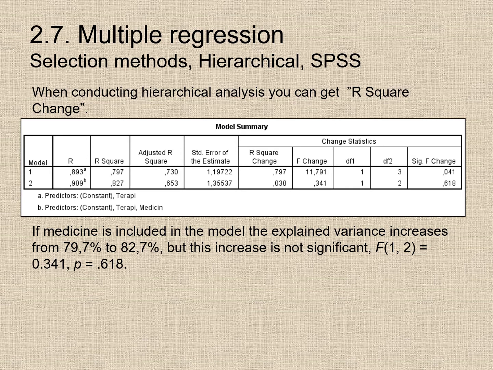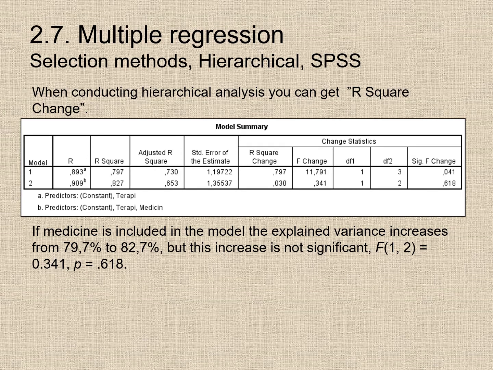We could, of course, go in the other direction. We put in medicine at the first step. R square increases from 0 to 55.5%. But that increase is not significant. So a model with medicine as predictor is not significantly better than a model with no predictors.